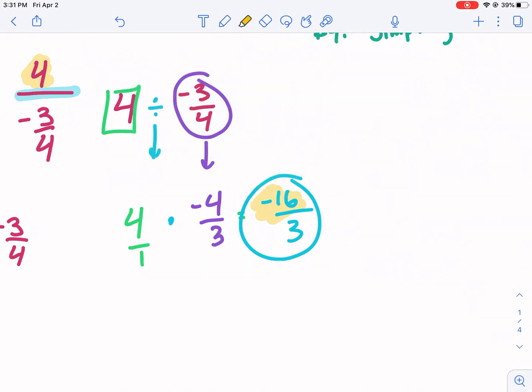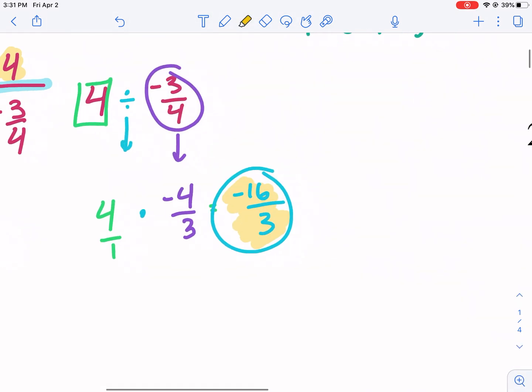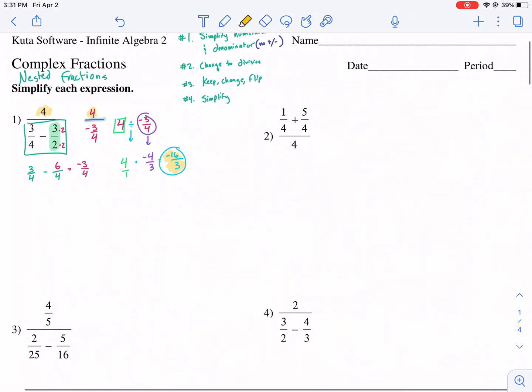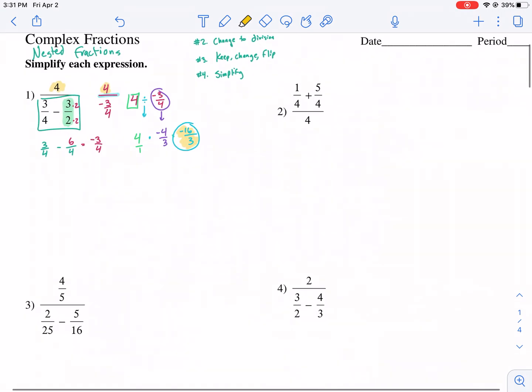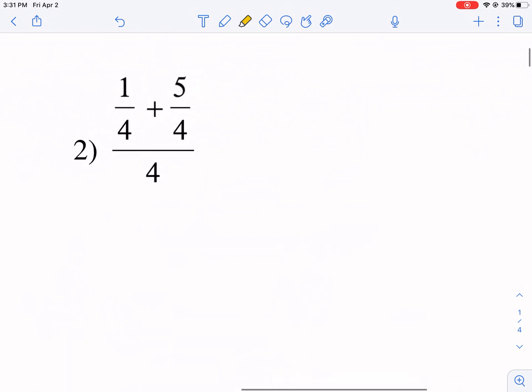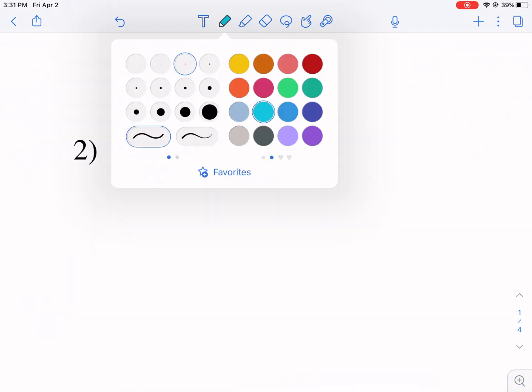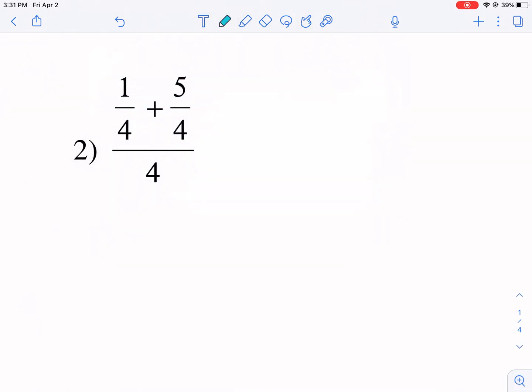So it's not that bad, but it takes a while to do each one of these problems. Let's go ahead and work on another one. This one's actually fairly simple, so I'll do this one real quick. The numerator is already in a common denominator, so I'm just going to add the numerators together to get 6 over 4, and then divide it by 4. We're going to change this to be the division sign, so this becomes 6 over 4 divided by 4.